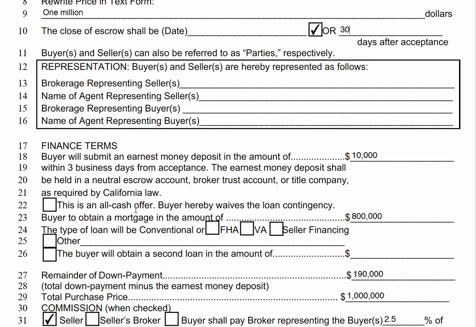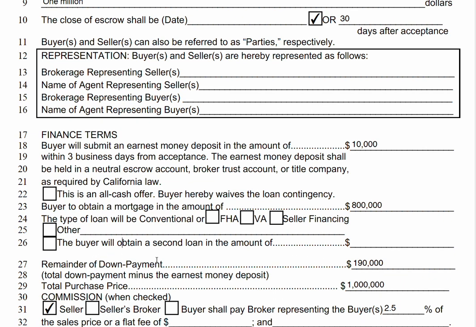And then if it was a cash offer, we'd check this box, but it's not. We're pretending that this is an 80-20 scenario, 20% down payment, 80% conventional loan. So that's why I wrote $800,000. That's the loan amount. This is a conventional loan because the buyer is going to put 20% down, which is $200,000. Now, if this were an FHA or VA scenario, you check this box, the respective box, but it's not. We're good. We're leaving it by default conventional. And then, of course, there's these other boxes if there's some other creative financing measure in place.